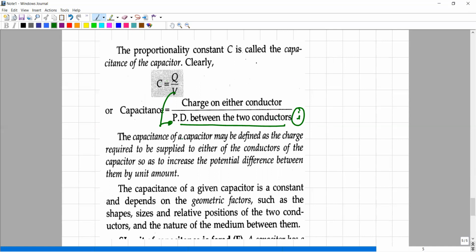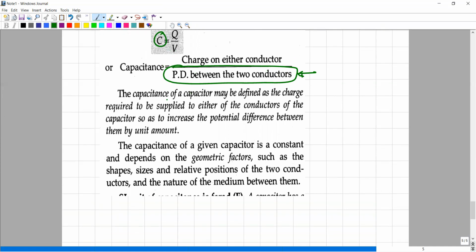Then you will get this through that it's not the absolute potential of the conductor, but the potential difference between the two conductors, which is taken to calculate capacitance. Very simple. So the capacitance of the capacitor may be defined as the charge required to be supplied to either of the conductors of the capacitor, so as to increase the potential difference between them by unit amount. So here also, by the definition, again potential difference.